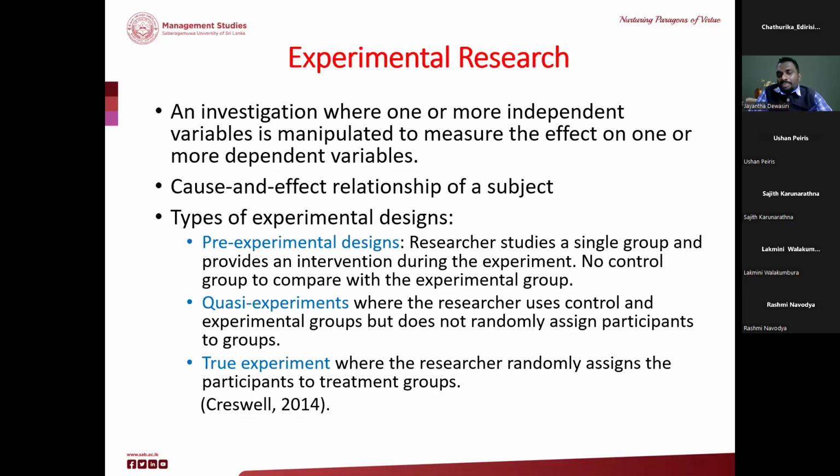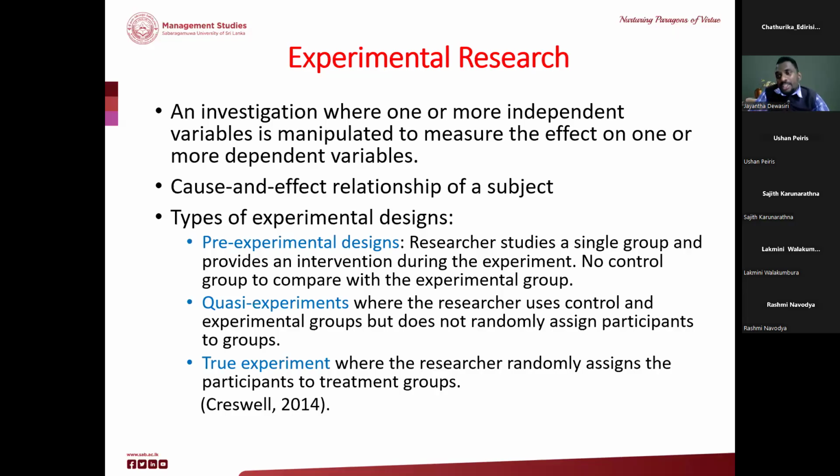So here, in the quasi-experiment, we call this type of experiment a quasi-experiment. Quasi-experiments are where the researcher uses control and experimental groups, but does not randomly assign participants to the groups. So you are not giving the treatment to the entire group, but to a sample that is not selected on a random basis. So all the participants do not have an equal chance of being selected for the sample.